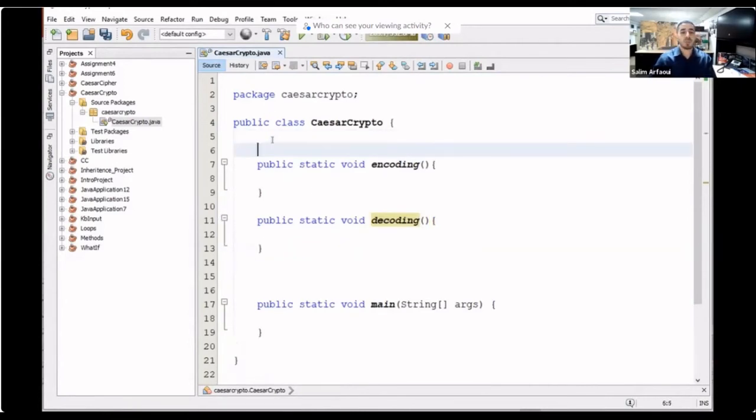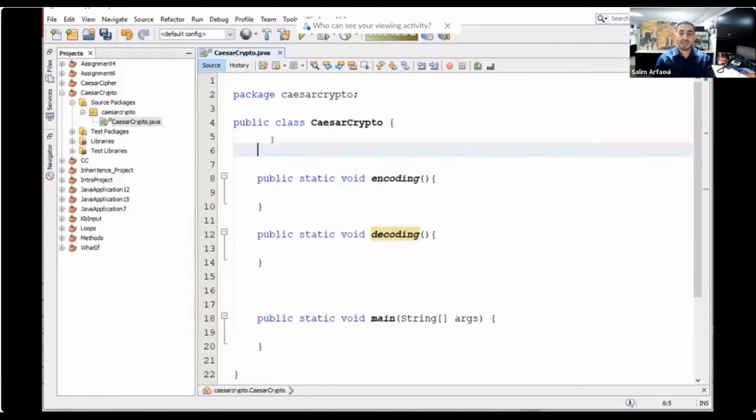Okay, so also we need an alphabet. So I'm going to create a global variable so that these two methods can use it. I'm going to create a static variable that is global of type string. Okay, so static string alphabet, I'm going to call it. And I'm going to make it equal to the alphabet, right? What is it? A, B, C, D, E, F, G, H, I, J, K, L, M, N, O, P, Q, R, S, T, U, V, W, X, Y, and Z.